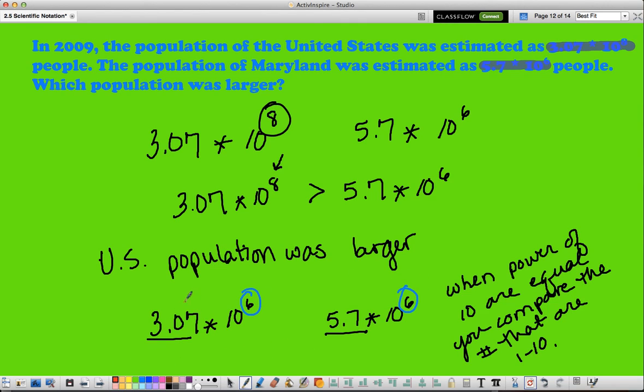So if these are the same, again, step 1 would be to compare these. Step 2 would be to compare your number that is between 1 and 10. So first the powers of 10, then your other two numbers. So we're checking place values. When we compare numbers, we always compare place values. Well, this times 10 to the 8th power is going to put 3 in a greater place value than this 10 to the 6th power is going to put the 5 in. So that's why this is larger.